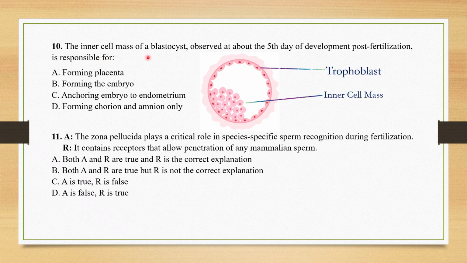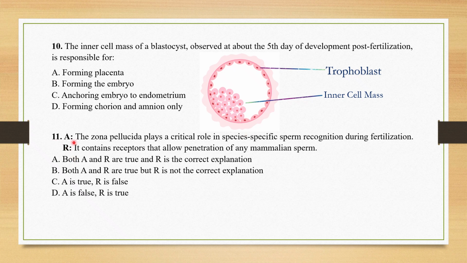The inner cell mass of a blastocyst observed at about the 5th day of development post-fertilization is responsible for forming the embryo. So the inner cell mass becomes the embryo and trophoblast, that is the outer layer, that forms the placenta and chorion.